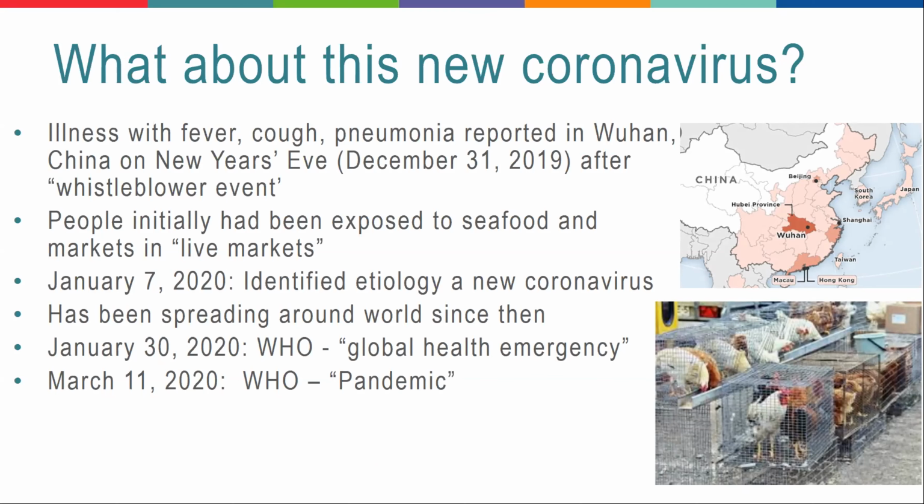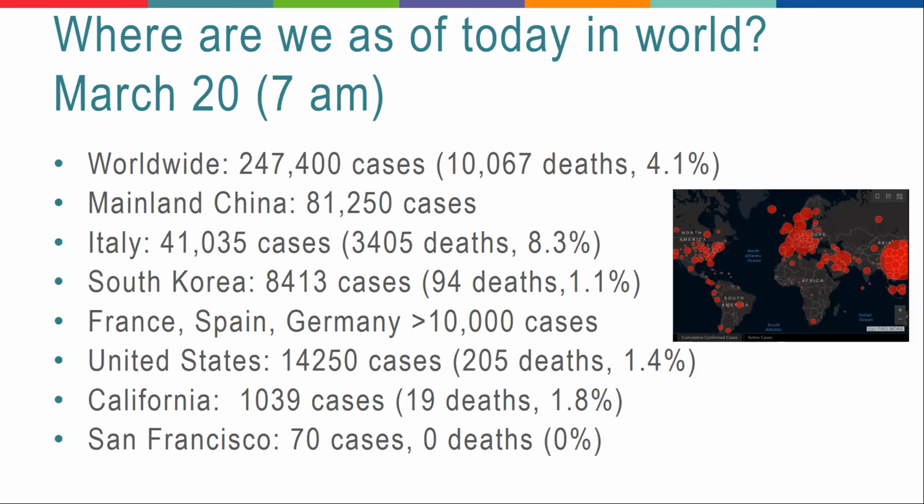On January 7th, it was identified as a new coronavirus. It's been spreading since then. It was January 30th when the WHO called it a global health emergency, and it was March 11th when the WHO called it a pandemic. So this is where we are as of 7 a.m. It's already outdated because it's 8:30, or 8:56. So things change all the time.